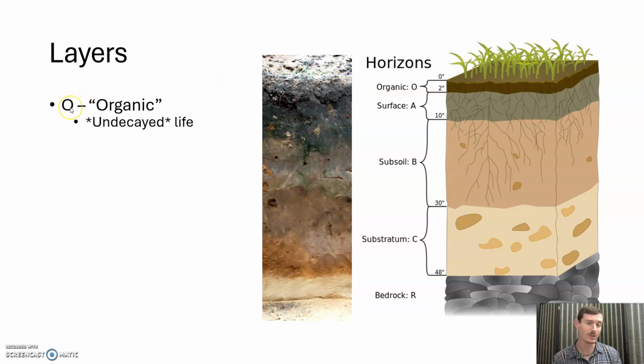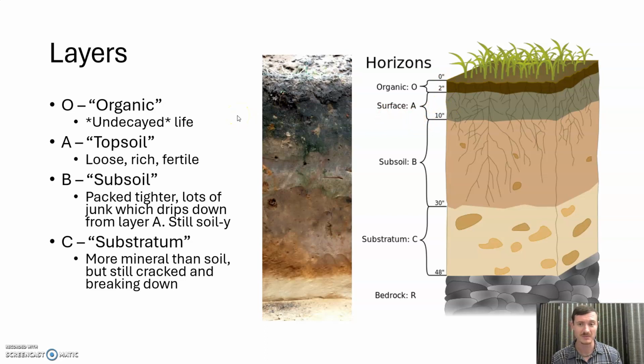It's going to be our O layer. O stands for organic. We got living stuff up here, a lot of which is undecayed, and tons of organic matter, tons of that humus stuff. Our A is going to be this thing we call topsoil. Tends to be really rich, fertile, good. We want a lot of topsoil. Here we have down to 10 inches. That's really going to depend on where you are, but about a foot is a good measurement.